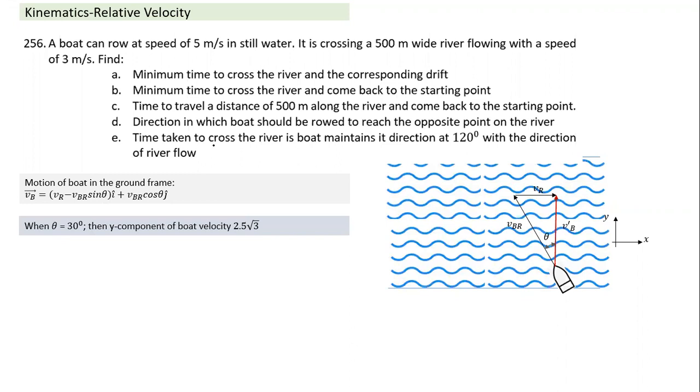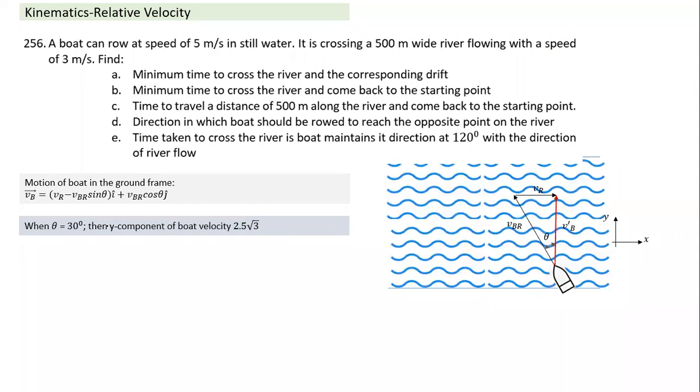Okay, now next question: what is the time taken to cross the river if the boat direction is given? Sometimes we can ask, if the direction of the boat is given, what is the time it will take to cross the river? If the angle it makes with the river direction is 120 degrees, it means theta is equal to 30 degrees. What is the time it will take to cross the river?